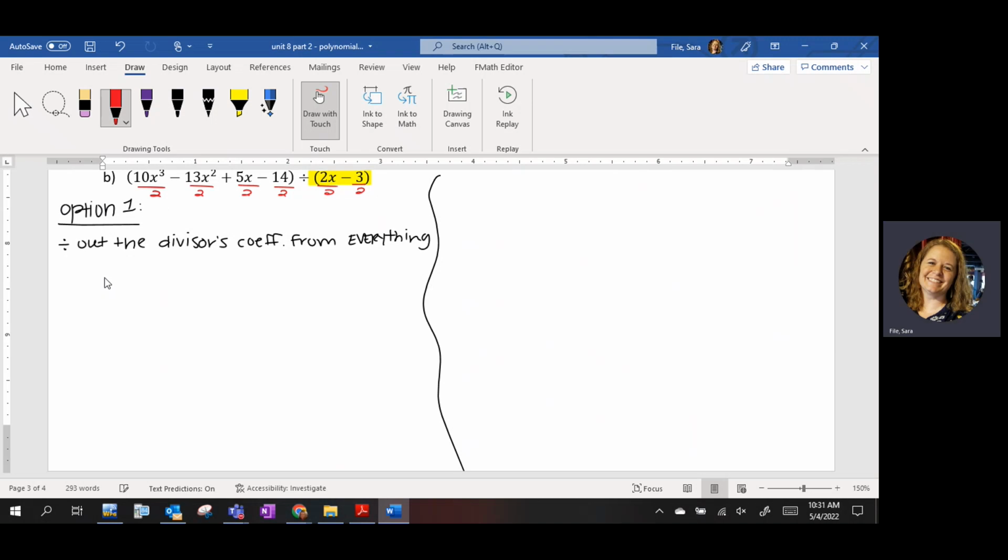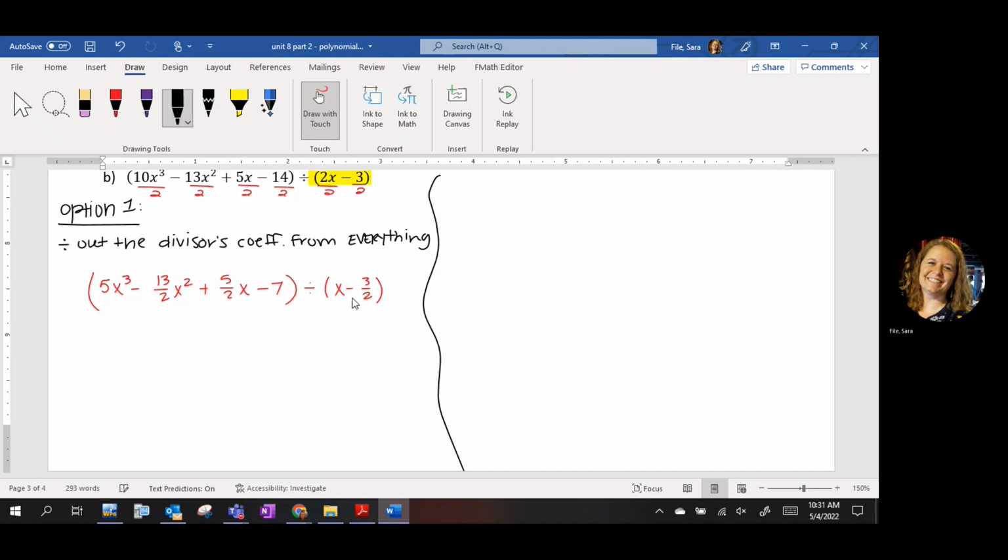So that now I've got 5x cubed minus 13 halves x squared plus 5 halves x minus 7 divided by x minus 3 halves. Now that's in the format x minus c, right? So now my c would be 3 halves. So that's what's going to go in the box for my synthetic division. And I'm going to list out my coefficients. I don't need any placeholders on this one either. So I've got 5, negative 13 halves, 5 halves, and negative 7.